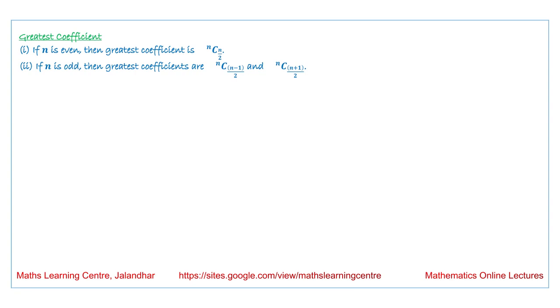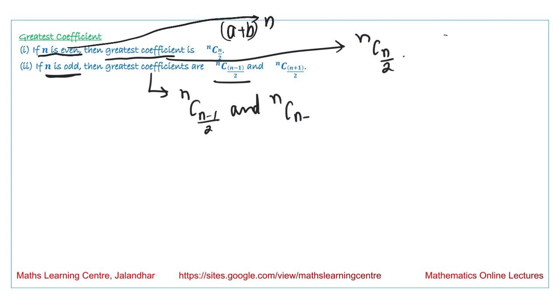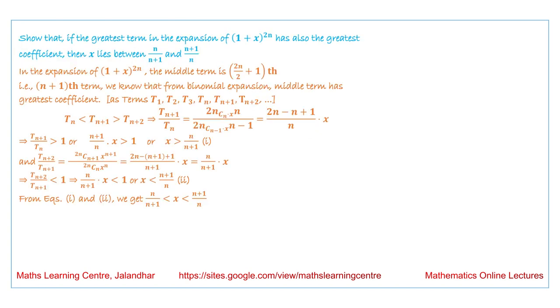If we have the binomial expression a plus b raised to the power n, and if n is even, then the greatest coefficient is nC(n/2). And if n is odd, then we have two greatest coefficients: one is nC((n minus 1)/2) and the second is nC((n plus 1)/2). So we look at this problem now.